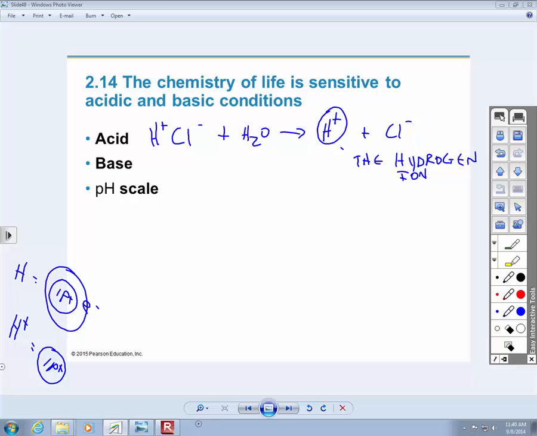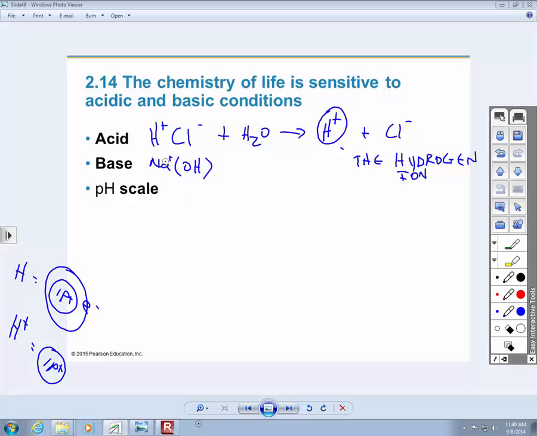Where did that electron go? I already said, well, chlorine picked it up. Got it. But if I put it in water, those two are going to split up, the hydrogen and the chlorine. So anything that releases the hydrogen ion is going to be an acid. Bases are things that pick up hydrogen ions. They attract hydrogen ions.